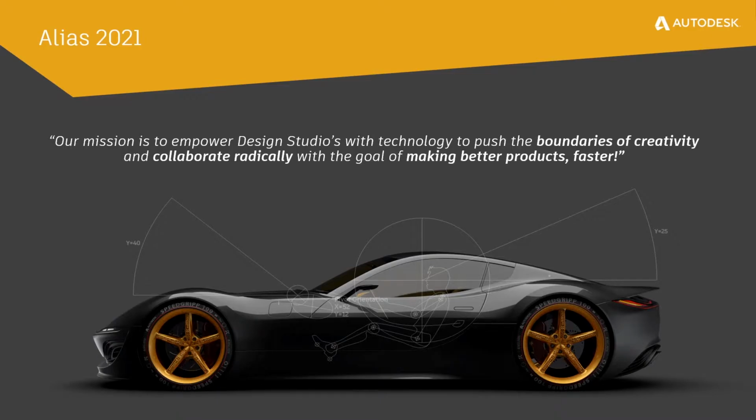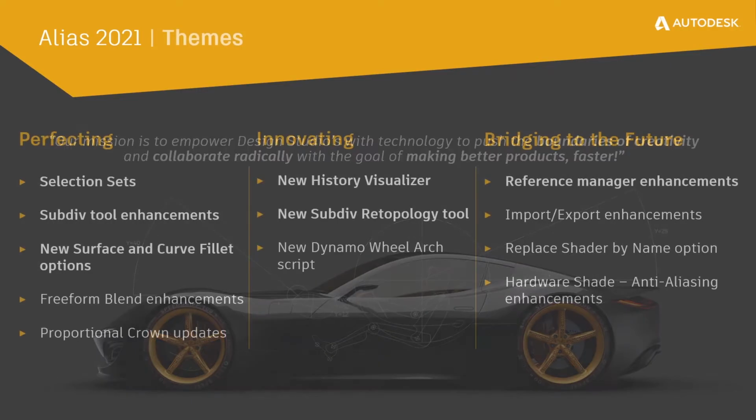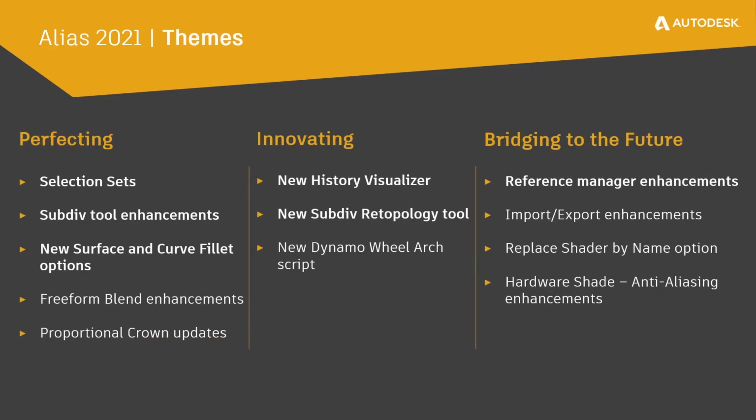So Alias 2021, we are continuing our mission to empower studios to use technology to help them with their creativity and collaboration. We're looking to make studios more agile and faster, develop better products by doing more iterations and more quickly. So that hasn't changed much from the last few releases. We're looking to perfect the software, innovate and bridge to the future.